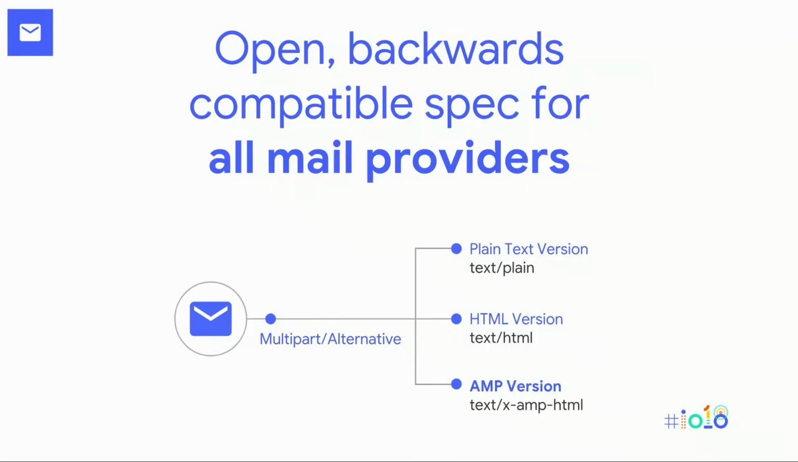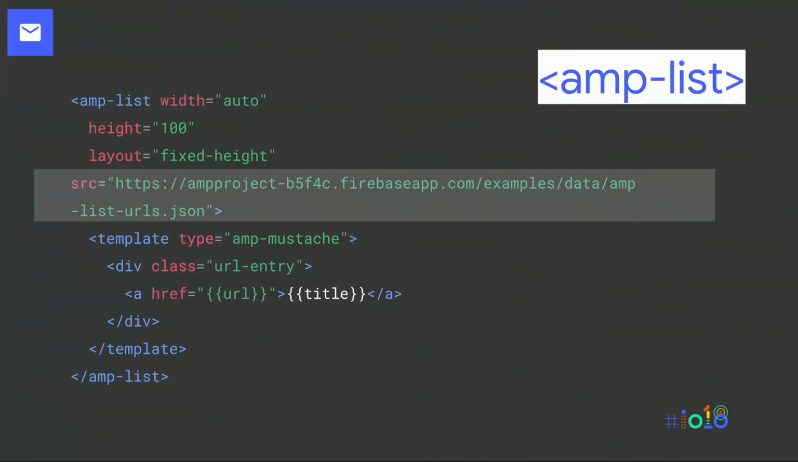So if a mail provider supports AMP for email, they'll render the AMP version. And if not, the mail provider would simply change nothing and show the HTML version of the email. So why don't we dig into the spec a little bit?